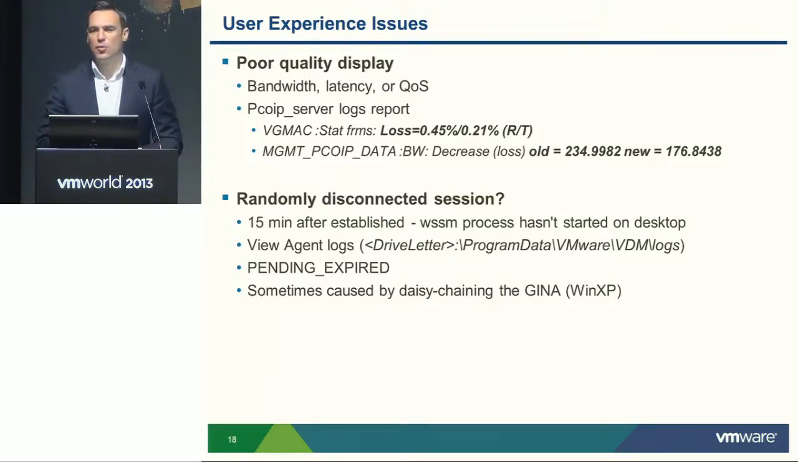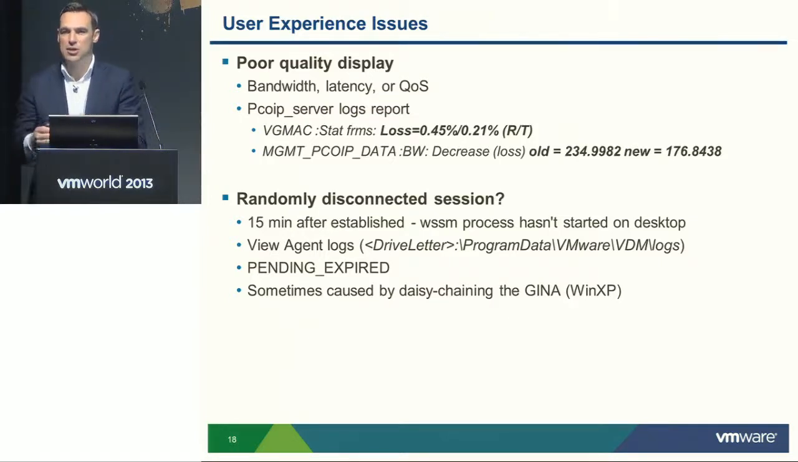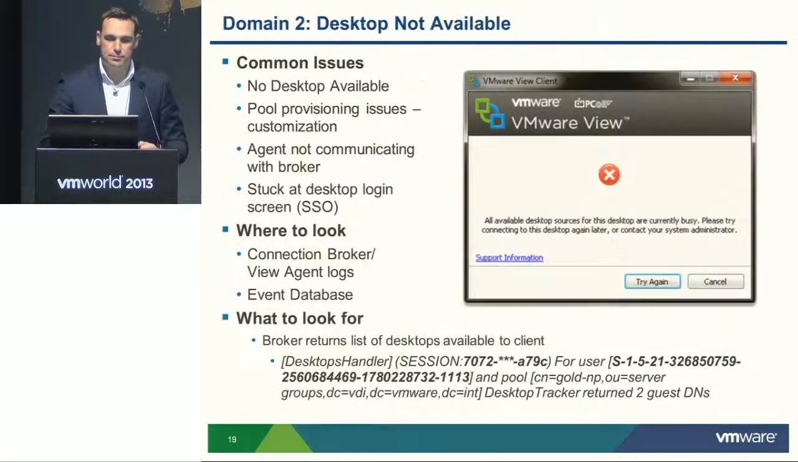This is sometimes caused, particularly in Windows XP, if you are daisy chaining the GINA and you've got applications that want to launch on login. We use that for our View agent, and if you interrupt that process, the session manager process won't launch, and therefore it doesn't connect to the connection server and doesn't update the state information.